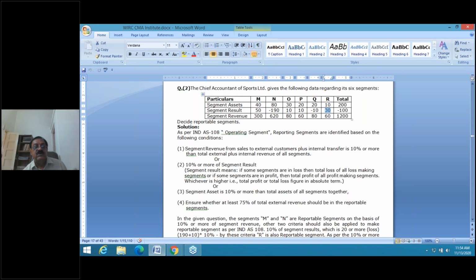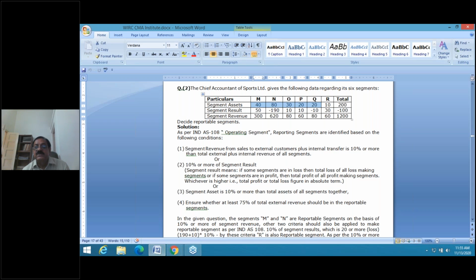So now at the end of the second criteria, we have three segments, M, N, and R, which are reported. Now go to assets. Total assets is 200. 10% of 200 is 20. So wherever the figure is 20 or more, see 20 or more. So there come M, N, O, P, and Q. P and Q exceed 20, so they will fall in, because the limit is 10% or more.